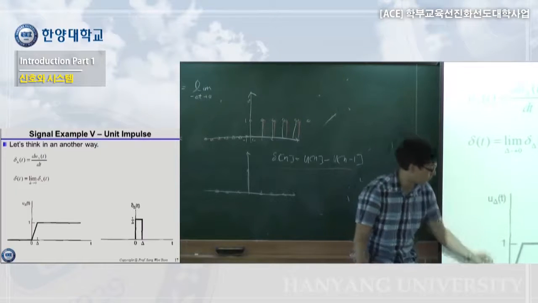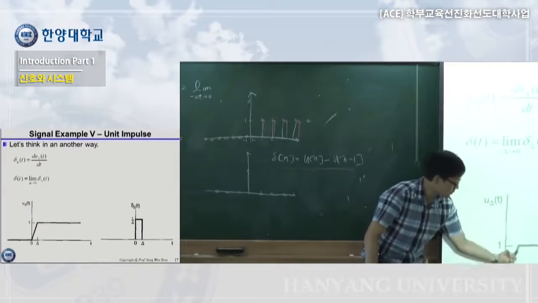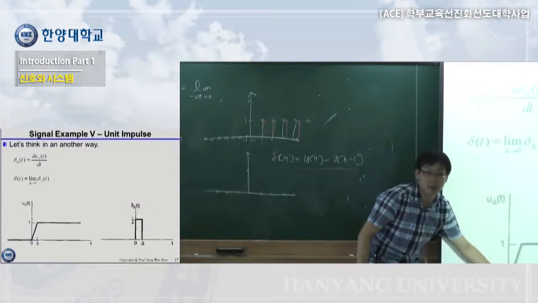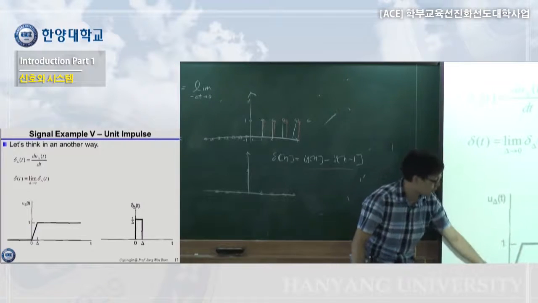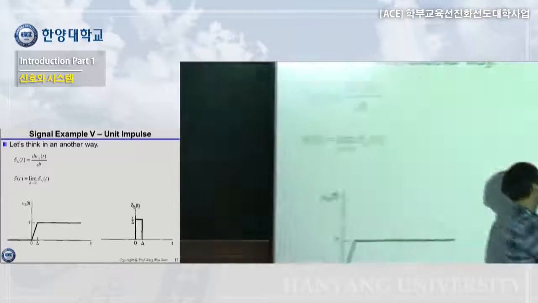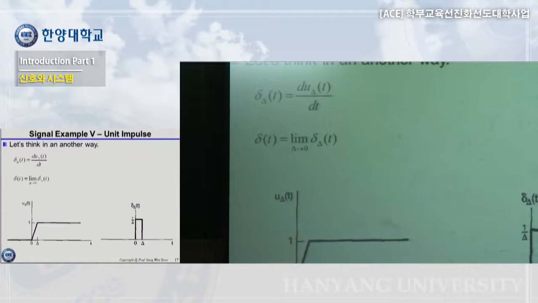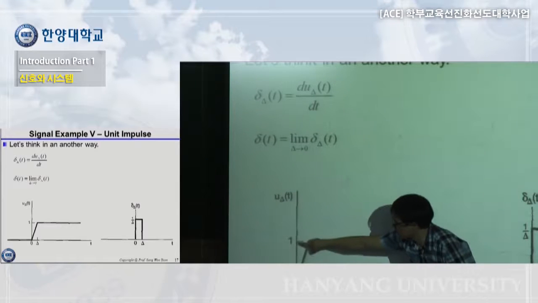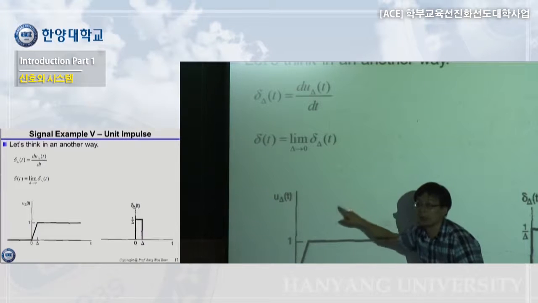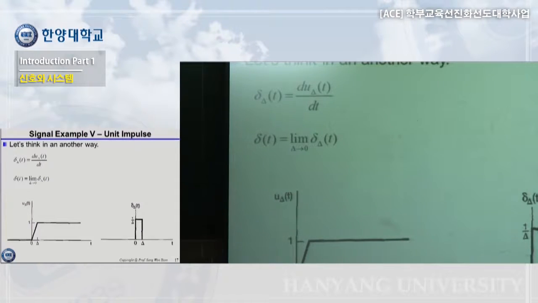So how does the delta function look here? They have a constant slope from 0 to delta, right? So differentiation from 0 to delta is a constant value. So you'll see that there will be a constant value of slope between 0 and delta. And the slope is 1 divided by delta, right? 1 is y, delta is x, so 1 divided by delta is the slope.